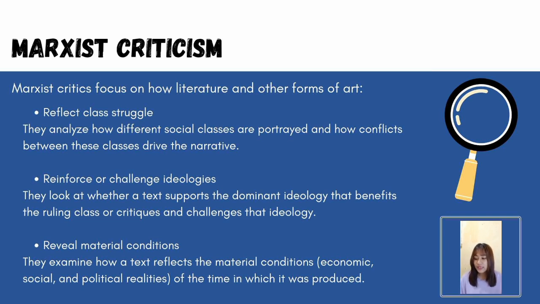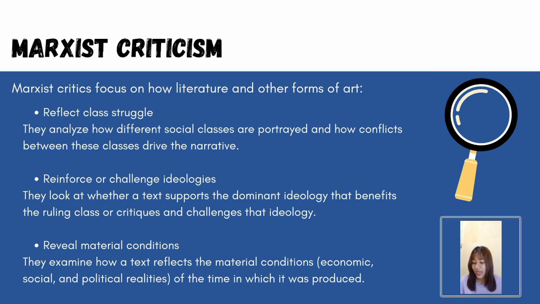So other texts might question or subvert the dominant ideology by portraying it as unjust or highlighting the suffering it causes. So a novel that depicts the harsh working conditions and exploitation of the laboring class may serve as a critic of capitalist ideology and call for social change. So Marxist critics then look at the third approach, reveal material conditions.